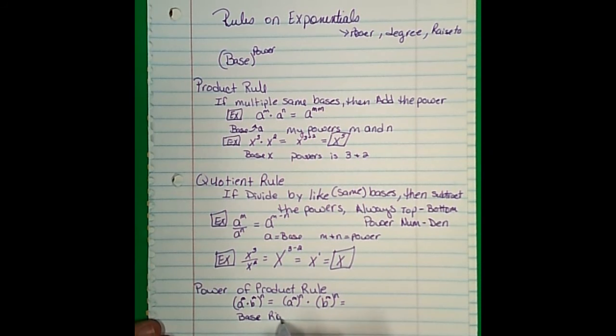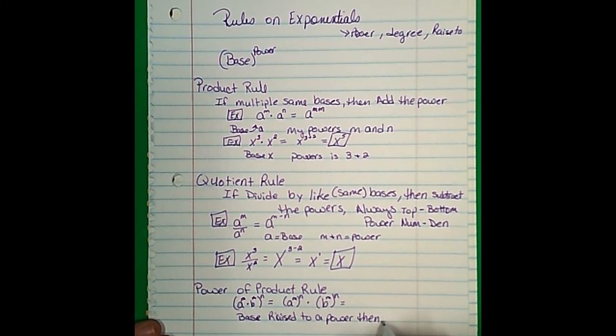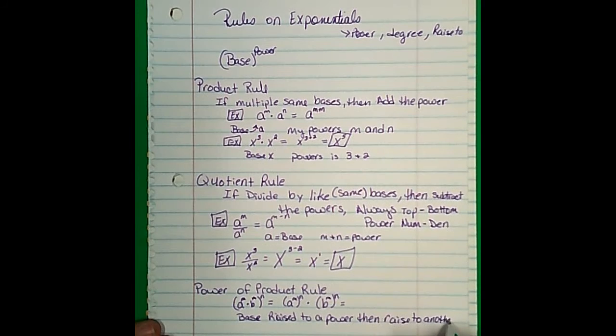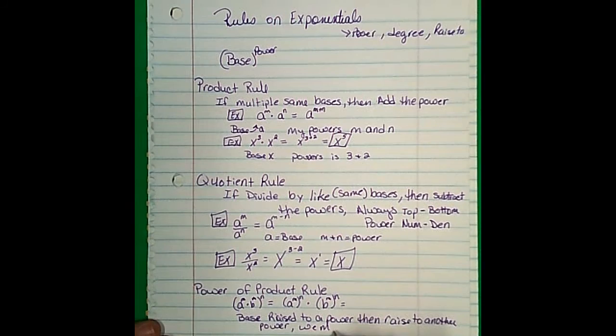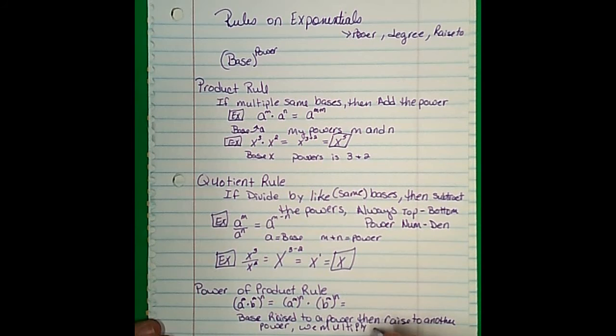Whenever we have a base raised to a power, then raised to another power, we multiply the powers. So I'm going to have a raised to m times n, times b raised to m times n.